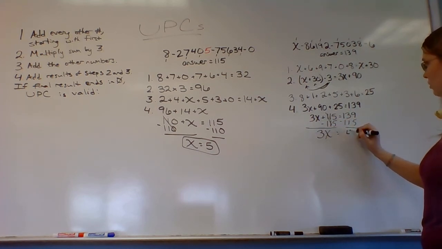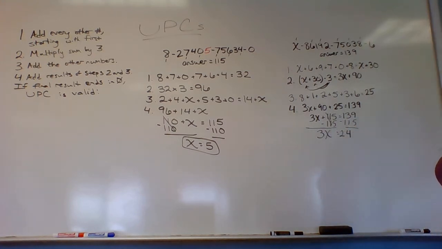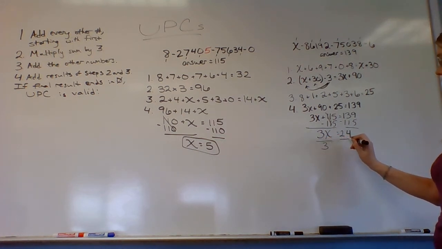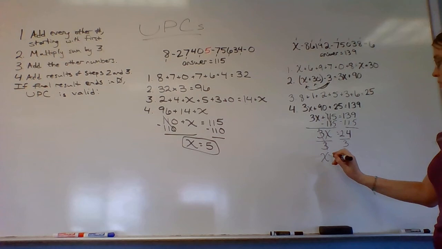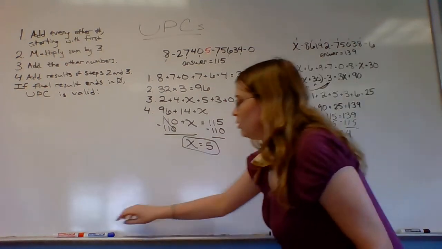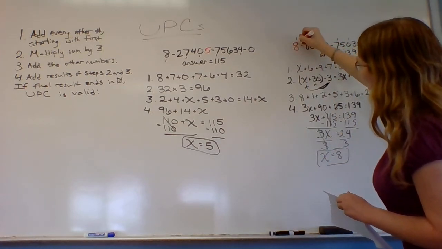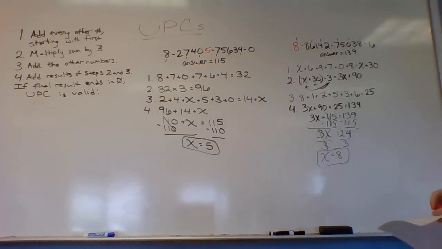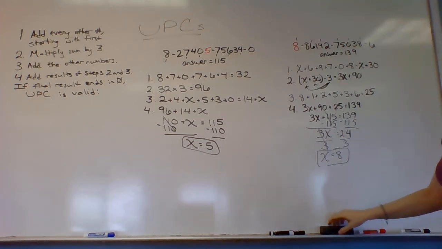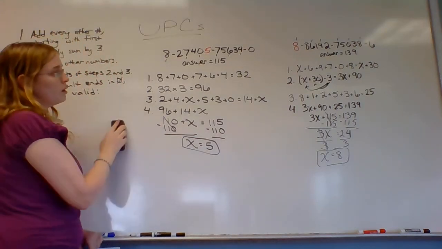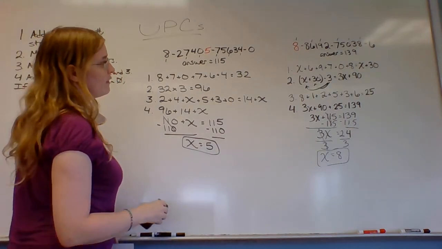Minus 5 is 4. 3 minus 1 is 2. Now we got 3x equals 24. What do we do to solve for x? Divide. Get x equals 8. Beautiful stuff. Beautiful. Okay. Yeah, I like it.